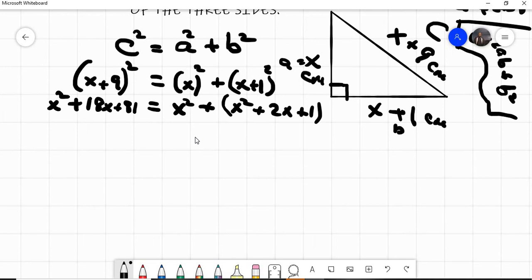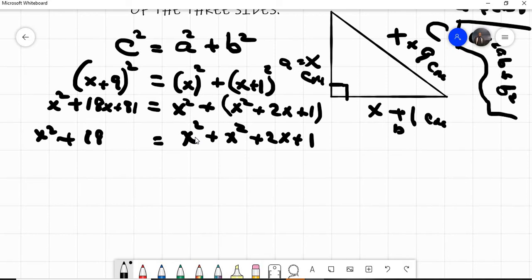So now we're gonna put everything on one side and make them equal 0. This side is gonna be x squared plus x squared, because if you remove the bracket, the signs of plus 2x and plus 1 don't change, because the front is plus, so nothing changes inside. So x squared plus 2x plus 1 equals, we copy whatever it is, x squared plus 18x plus 81.